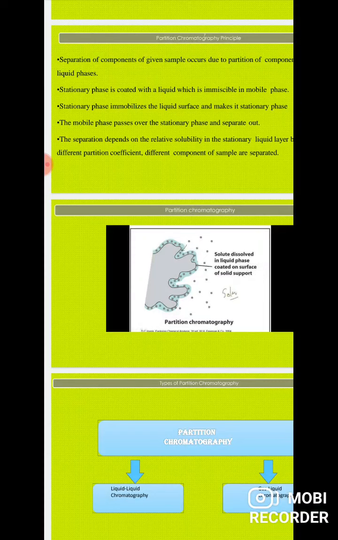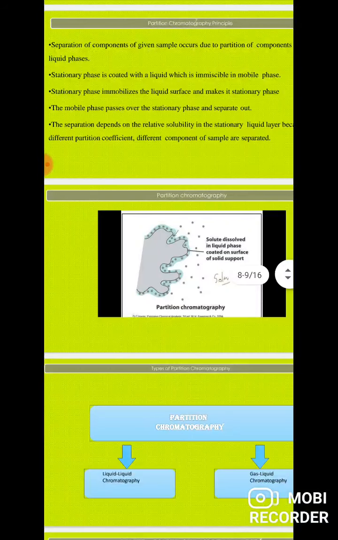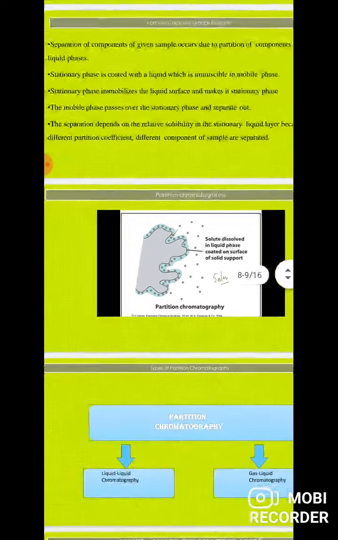Separation of components of a given sample occurs due to partition of the components between two liquid phases. The first one is the stationary phase, which is coated with a liquid that is immiscible in the mobile phase, and the stationary phase immobilizes the liquid surface and makes it the stationary phase. The mobile phase passes over the stationary phase and the components are separated. The separation depends upon the relative solubility in the stationary liquid layer, because of different partition coefficients. Different components of the sample are separated.